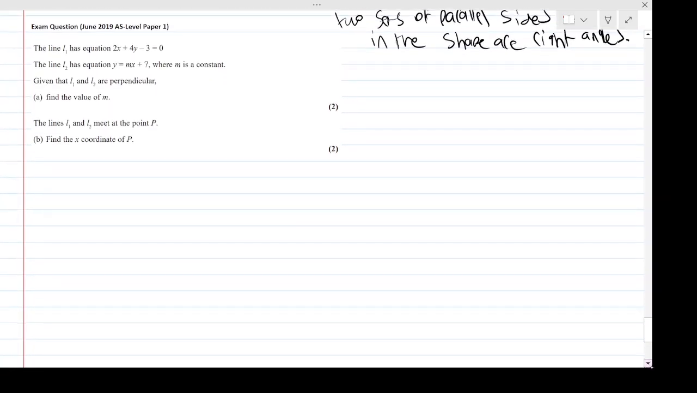Okay, let's have a look. Let's finish off with an exam question, which is actually easier than the stuff we've just done. It's told us this line L1 has equation 2x + 4y - 3 = 0. That's probably going to be helpful.